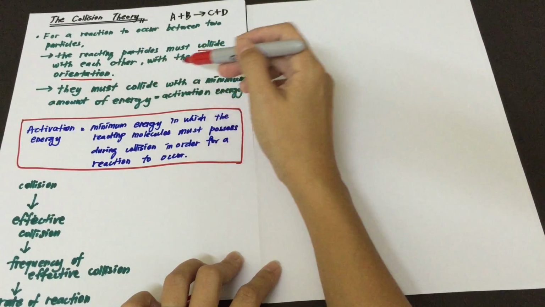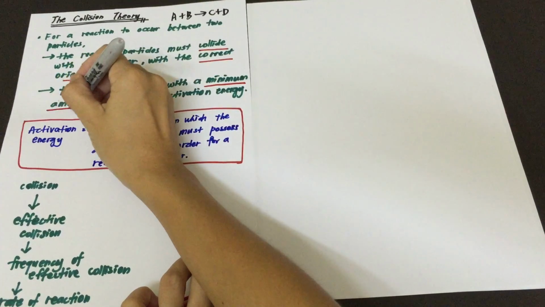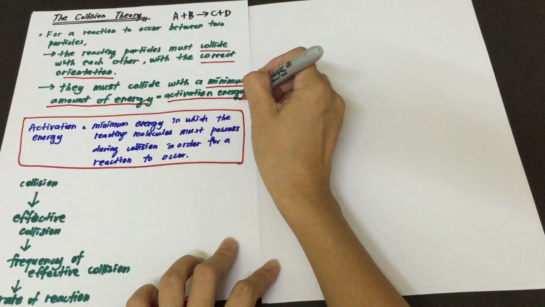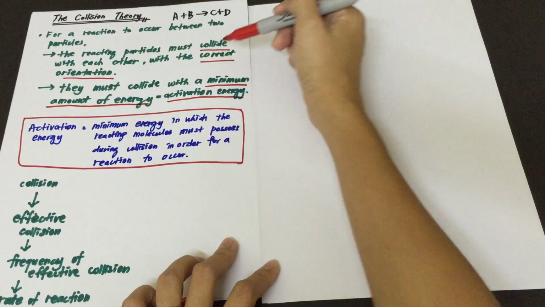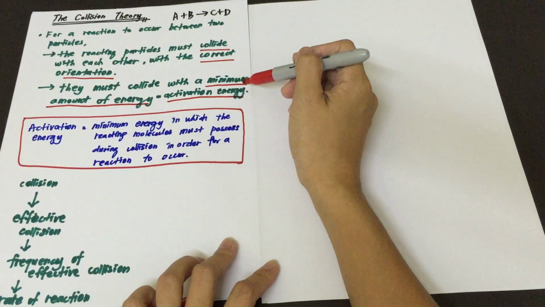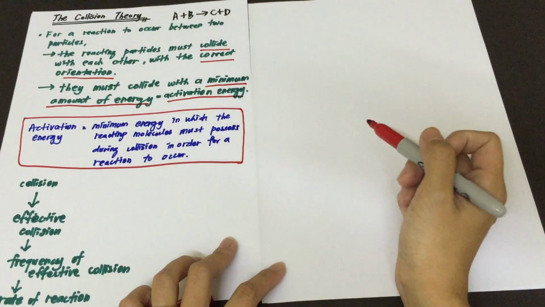Then, they must collide with a minimum amount of energy. This is a keyword, minimum amount of energy, and the energy is called the activation energy. So during the collision, when they collide at the correct orientation, they must also collide with the minimum amount of energy called the activation energy in order to form the products C and D.